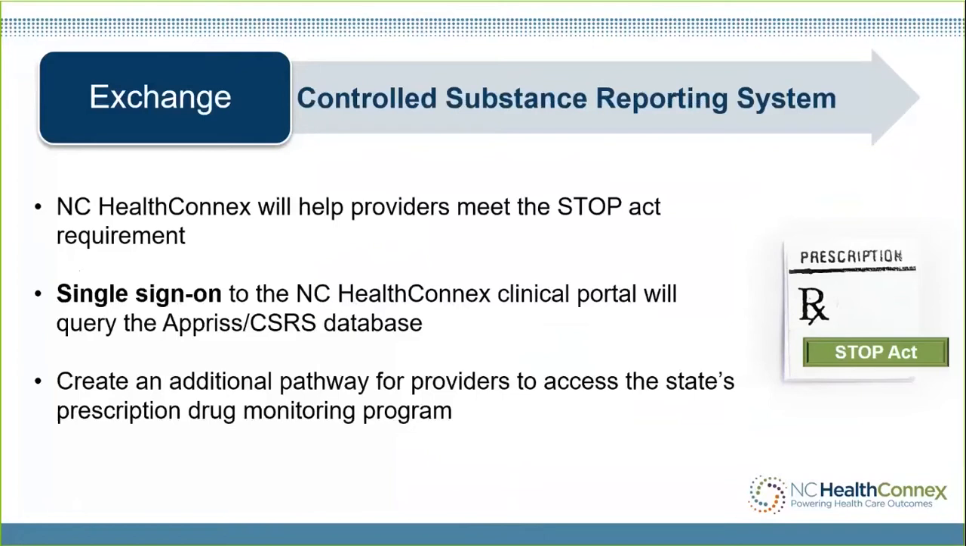For providers who are prescribing opioids and will need to meet the STOP Act requirement, NC Health Connex will be able to help. Currently, providers have to log on to the CSRS database to pull the report on their patient to meet the STOP Act requirement. With NC Health Connex, CSRS will be integrated, so if you search a patient and you are prescribing an opioid, you will be able to pull the report from CSRS within our portal without having to log on to a separate system.